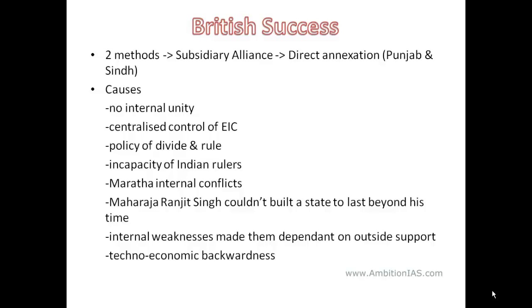Then the Indian rulers were backward in their economy and technology. The British, owing to their industrial revolution during the late 17th and 18th century, had better artillery.